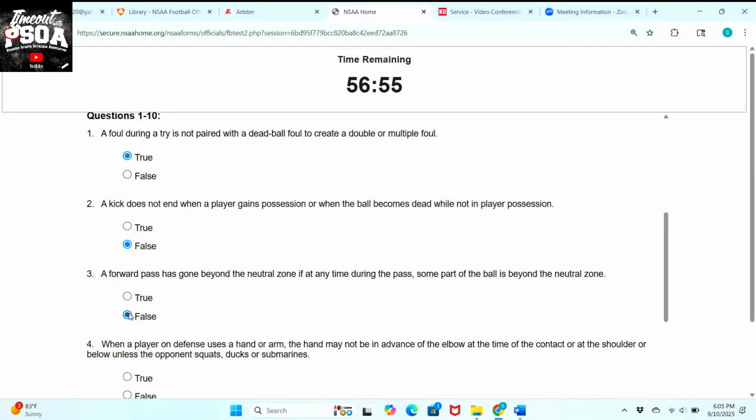So when in doubt, we are going to call it a forward pass. And then when it comes to early blocking downfield for OPI, when it comes to ineligible linemen downfield on a forward pass that crosses the neutral zone, we want it clearly past the neutral zone. So when in doubt, it's at the neutral zone. So the early blocking is legal. Ineligible lineman downfield is legal because it's at the neutral zone.